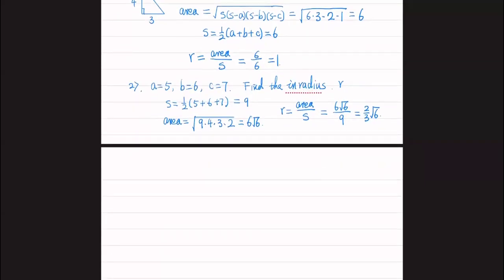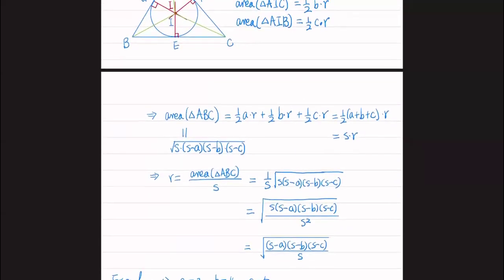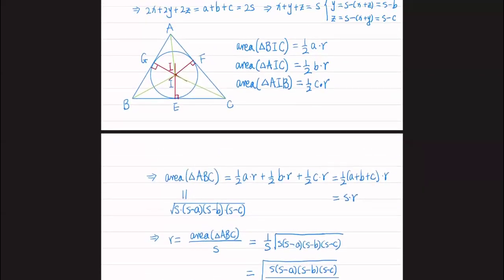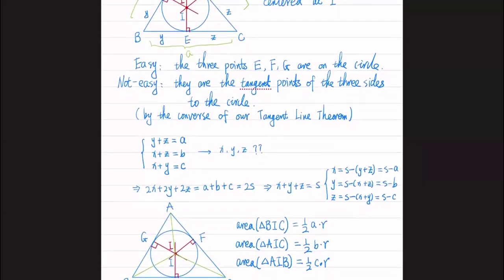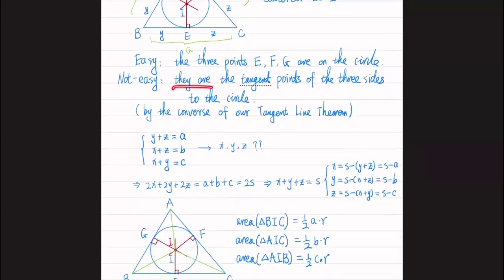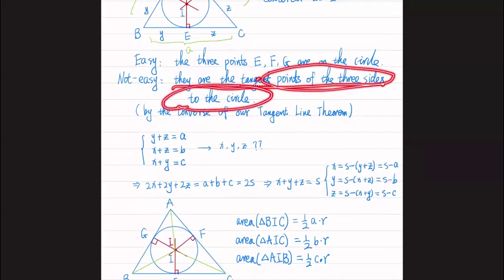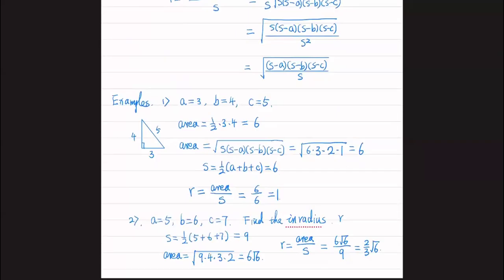Okay, so this is the first application of concurrence. The 3 angle bisectors are concurrent, and it leads to the inradius and incircle. Why is it called the incircle? It's because of this fact: the 3 sides are tangent to the circle at E, F, G. So this circle is inscribed in the triangle.